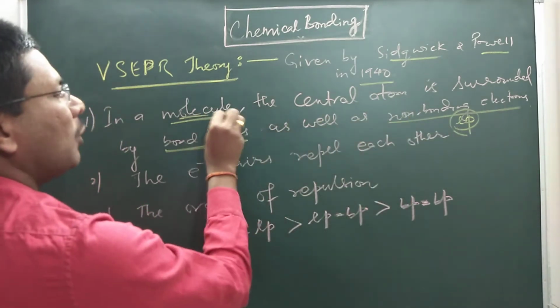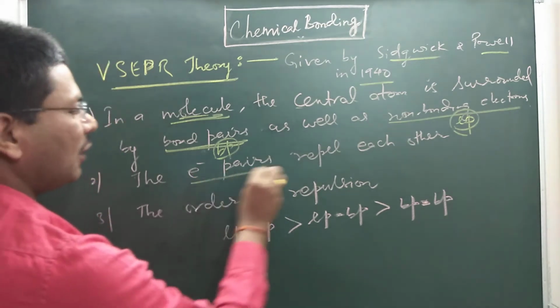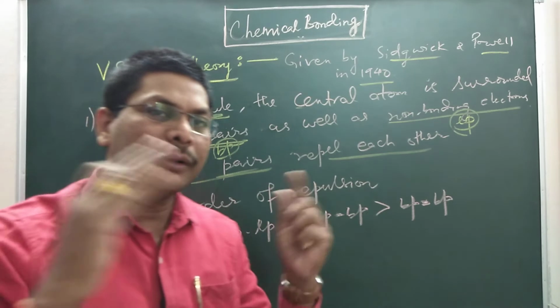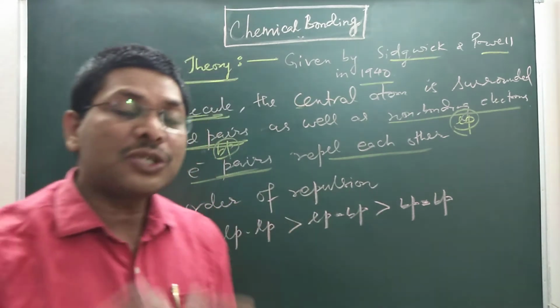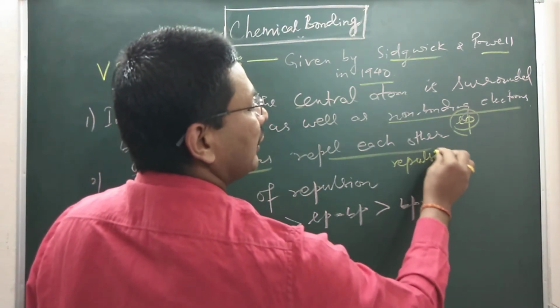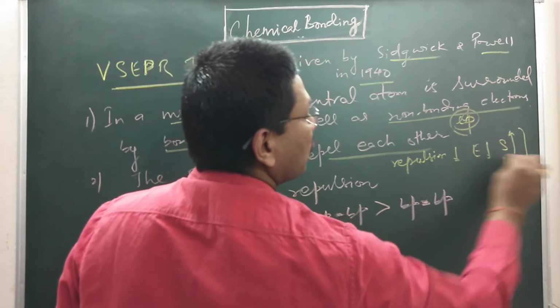So in a molecule, the central atom is surrounded by lone pairs as well as bond pairs, and the electron pairs repel each other. They are arranged in such a way that they try to minimize the repulsion. And when repulsion is minimized, the energy decreases and stability increases. This you have to keep in mind.